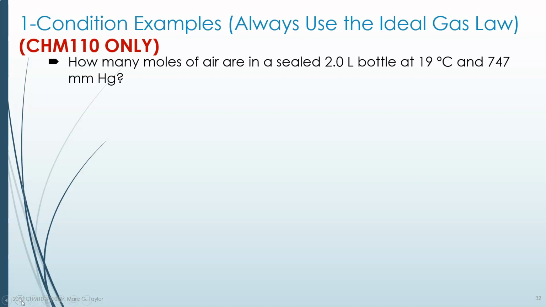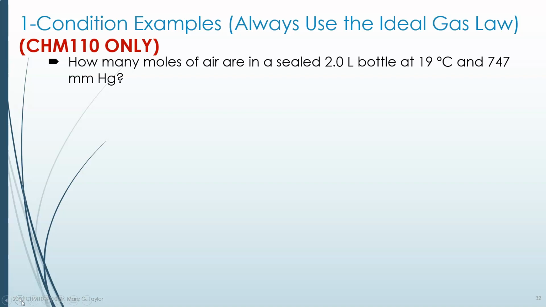How many moles of air are in a sealed 2.0 liter bottle at 19 degrees centigrade or Celsius and 747 millimeters of mercury pressure? So we see that this is a one condition problem. Nothing is changing. We're just being asked for a missing parameter, moles, and we know a volume, we know a temperature, and we know a pressure.